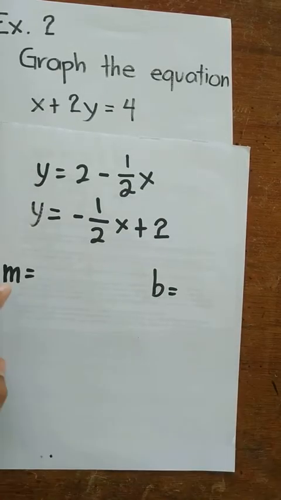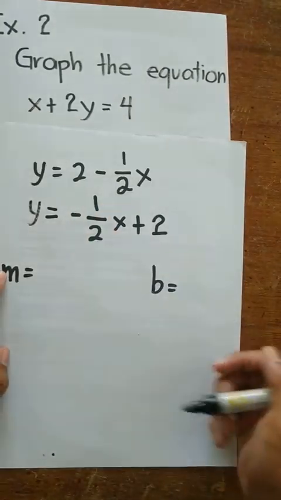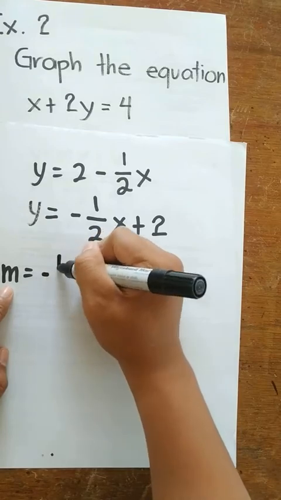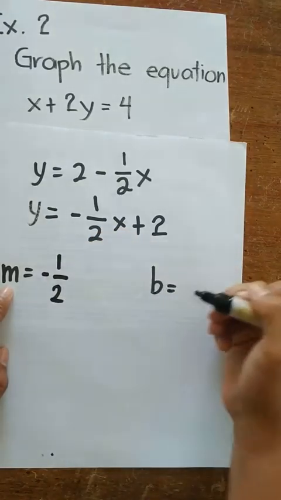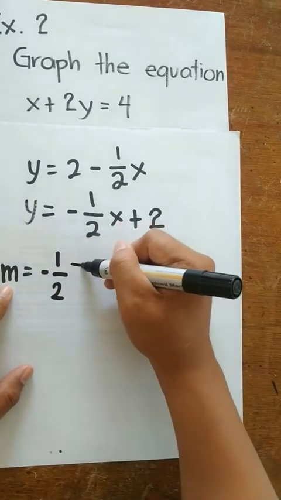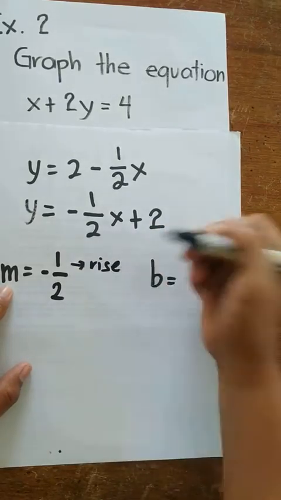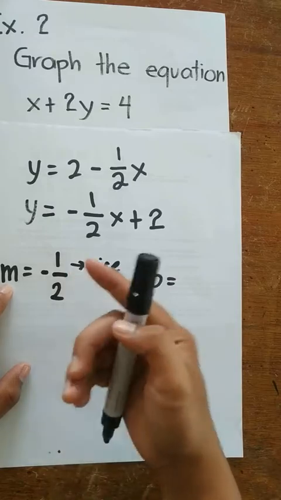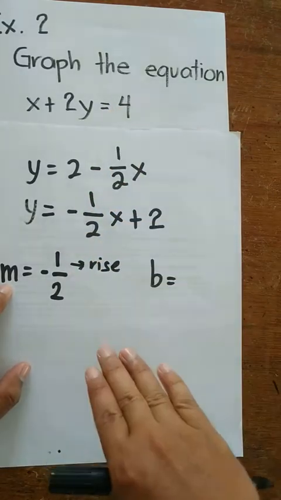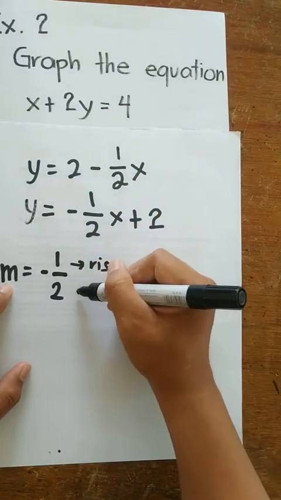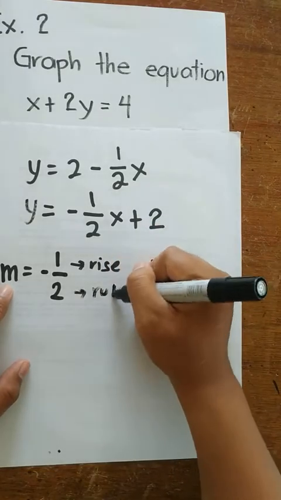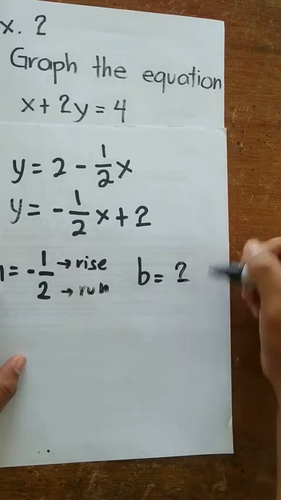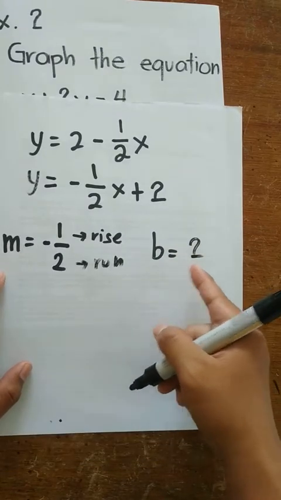Okay. So we have negative 1/2 here. So our slope would be that negative 1/2. As you can remember, our rise is on the numerator, so it will be negative 1. So later on, as we graph that, we are going to rise negatively, so we're going down. And our run would be 2 units. Of course, our y-intercept would be 2, which means we're going to start at y-axis, 2 units.